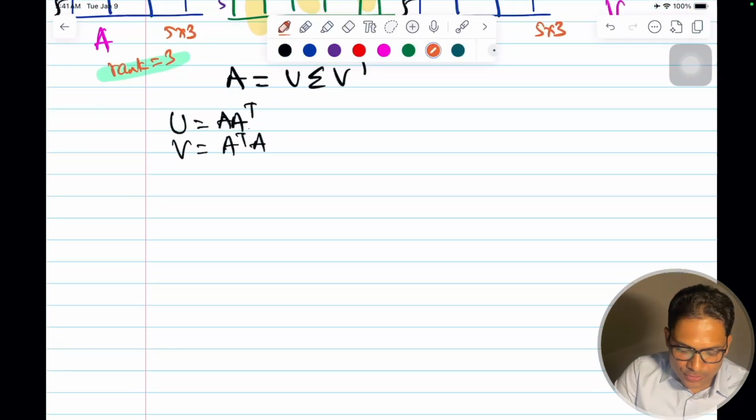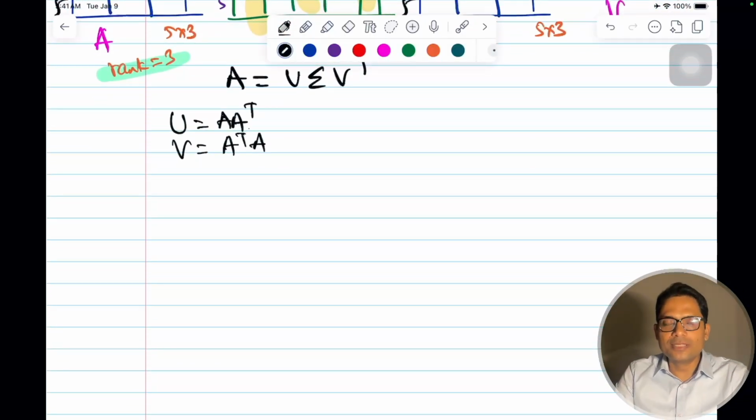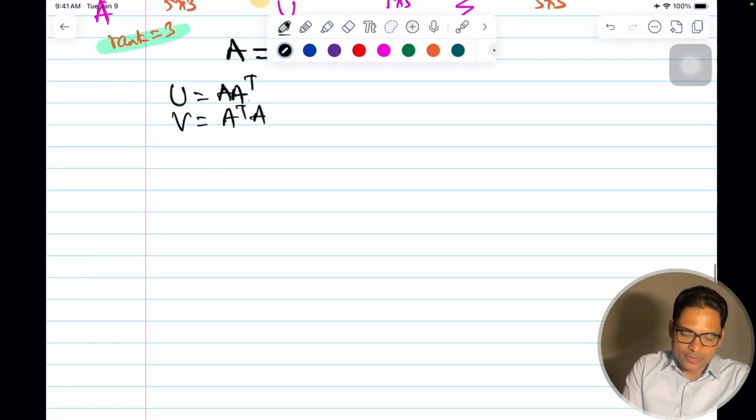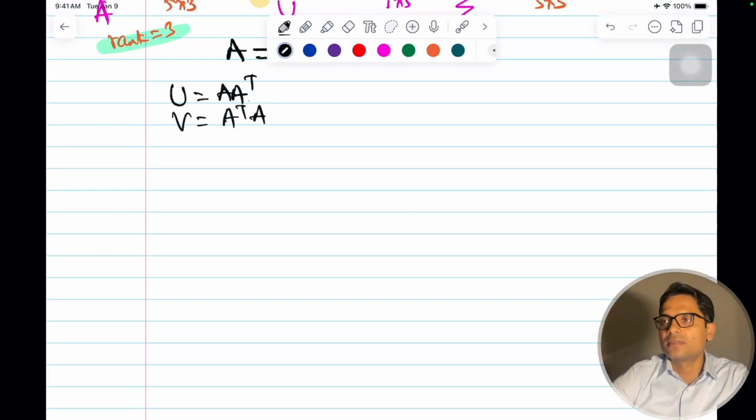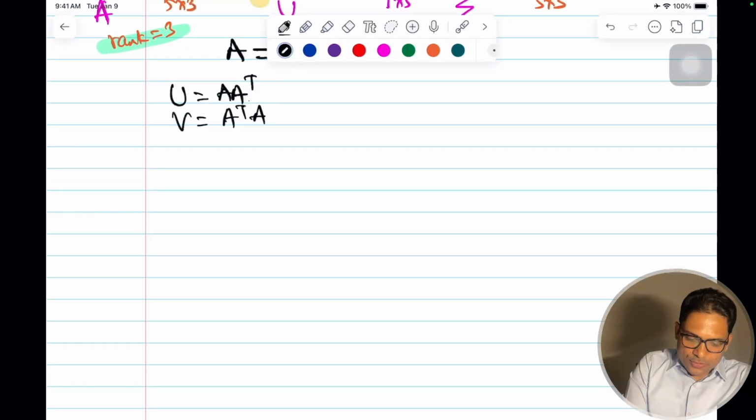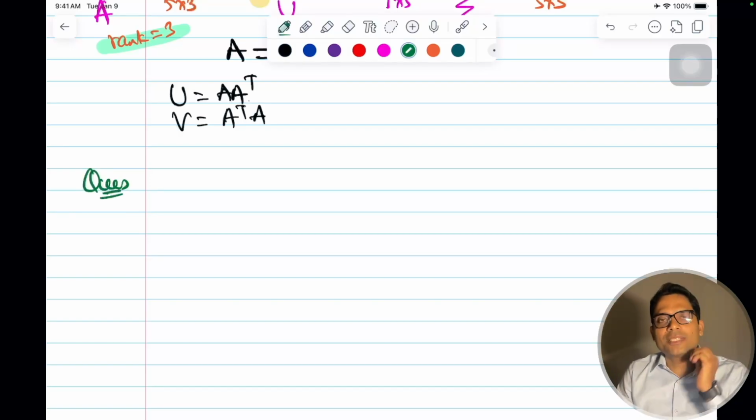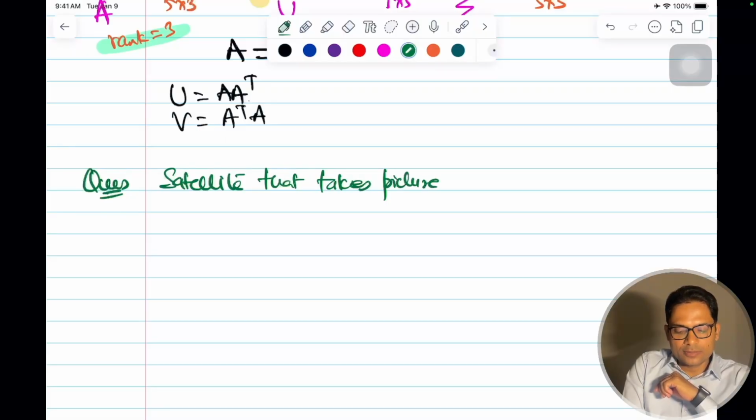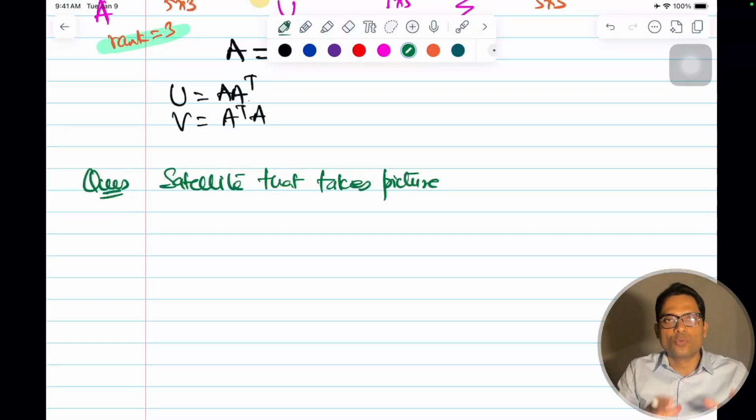So what is this used for? Why are we doing this? These are used for information compression, so data compression, image compression. Let's do a question. For example, you have a satellite that is taking pictures, some remote sensing of the earth for Google Maps, etc.